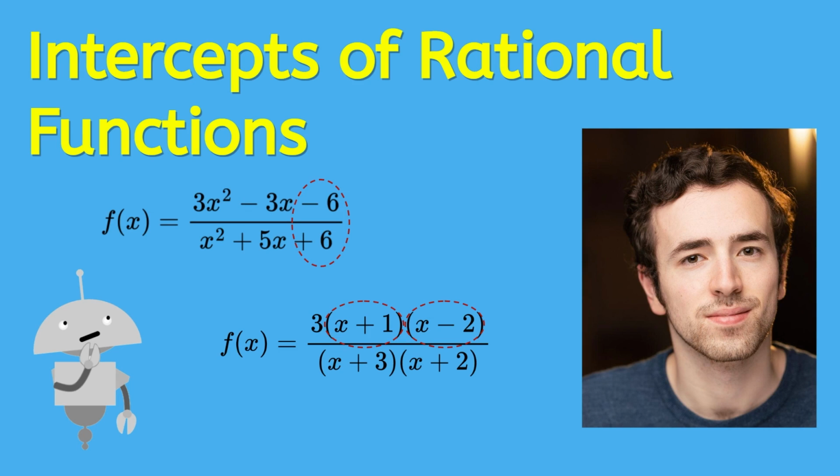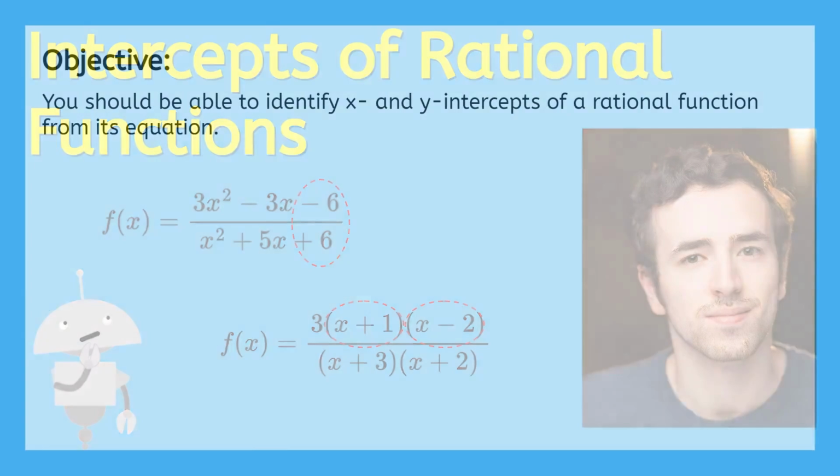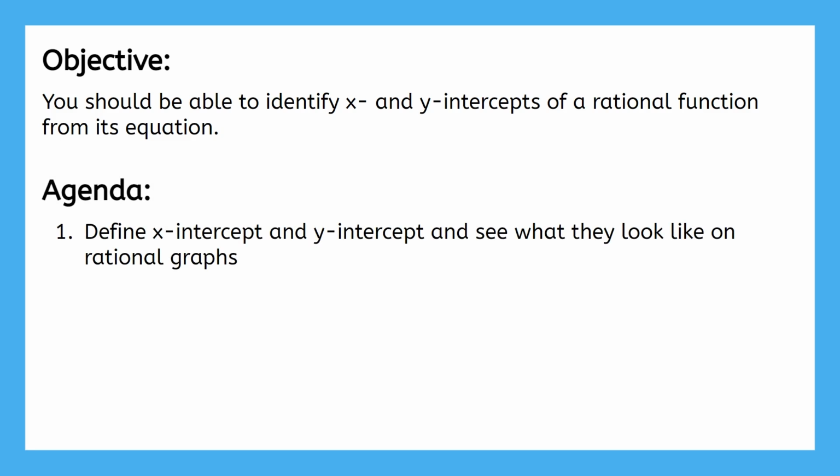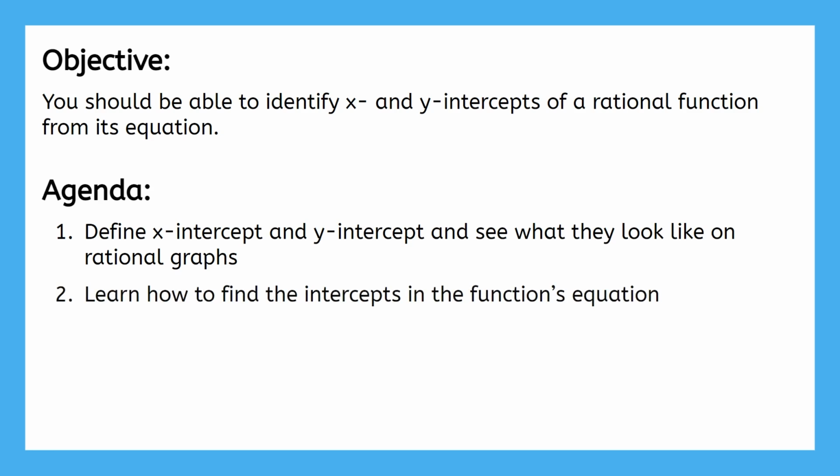Today, we'll learn how to find the x and y-intercepts of rational functions using the function's equation. By the end of this lesson, you should be able to identify x and y-intercepts of a rational function from its equation. First, we'll define x-intercept and y-intercept and see what they look like on rational graphs. We'll learn how to find the intercepts from the function's equation. Then, we'll complete an additional example.